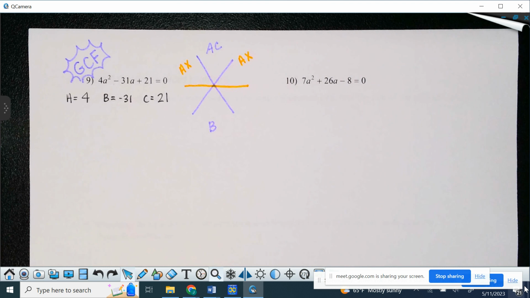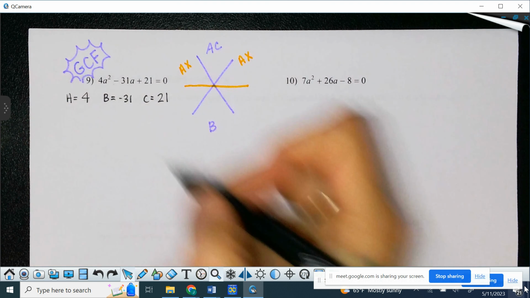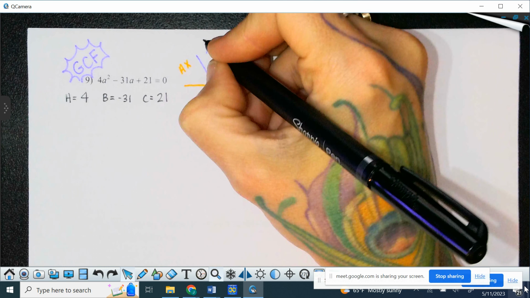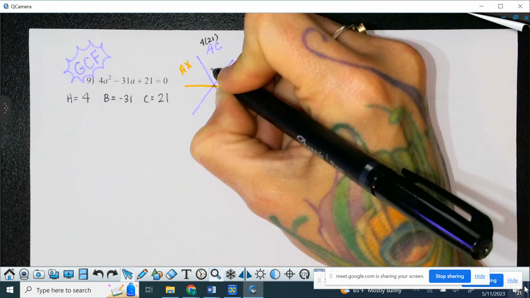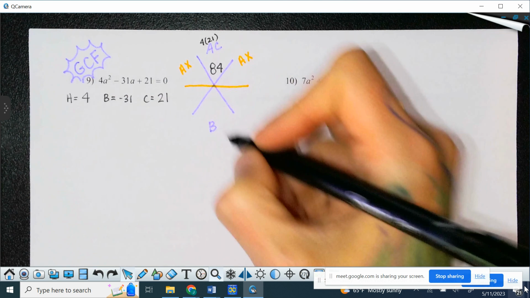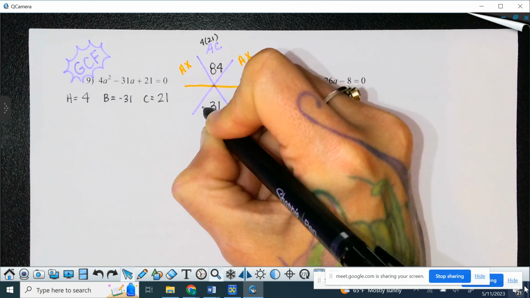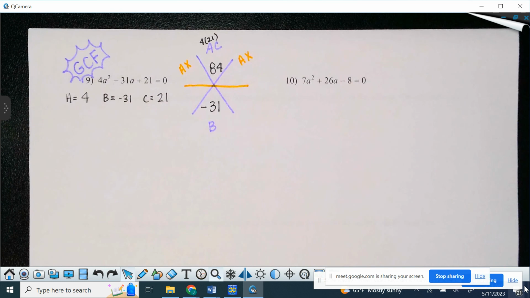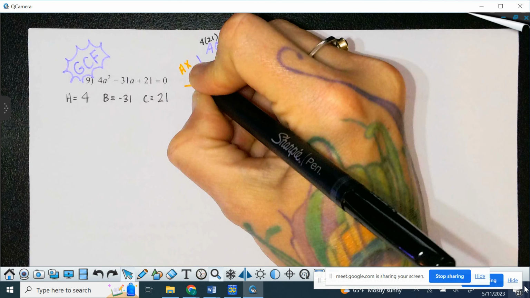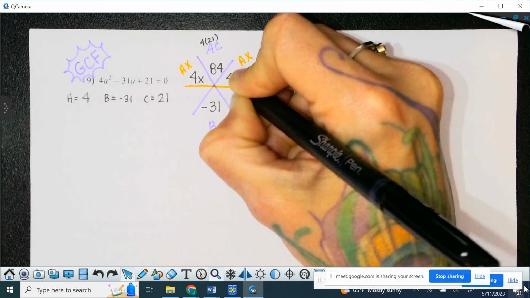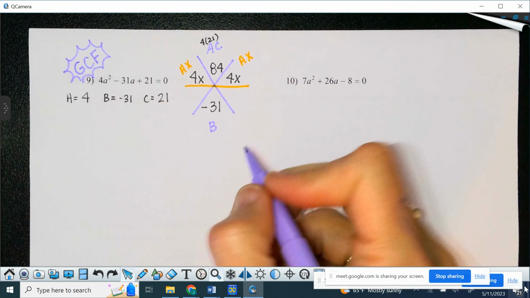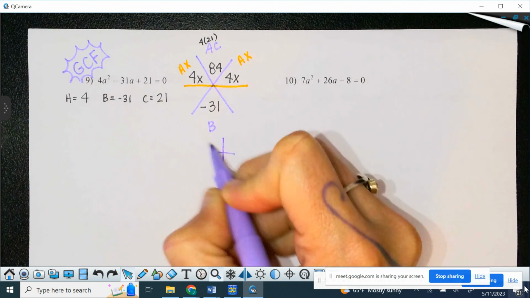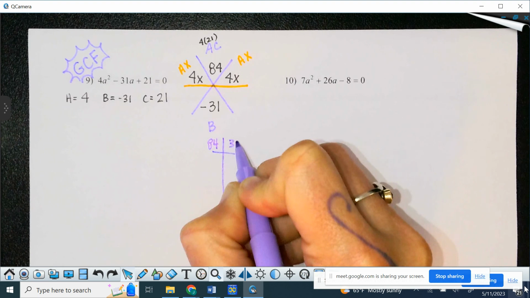A times C, so that'd be 4 times 21. It's going to give us 84. Our B value you said was 31, and it is negative, which we'll discuss later. A value we said was 4, so we're going to put a 4x here and a 4x here. Now, we're going to find the multiples of 84 that add or subtract to give us a 31, and it's a negative 31. We'll discuss that in a little bit too.